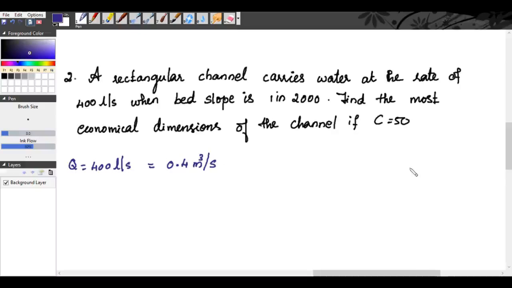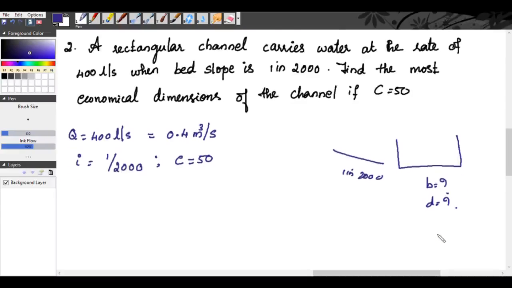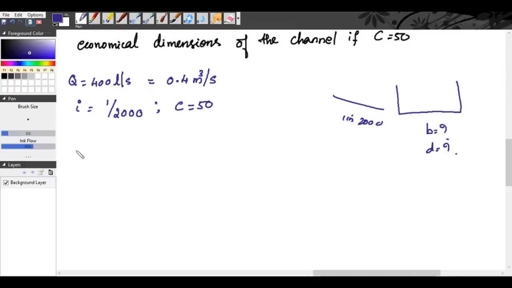When the bed slope is, so the channel is a rectangular channel and the bed slope is 1 in 2000. So i is given as 1 by 2000. Find the most economical dimensions of the channel if Chezy's constant C is 50. So you need to find what is B and what is D. So we know, see we know for the most economical conditions, the conditions are B is equal to 2D and m is equal to D by 2, right?